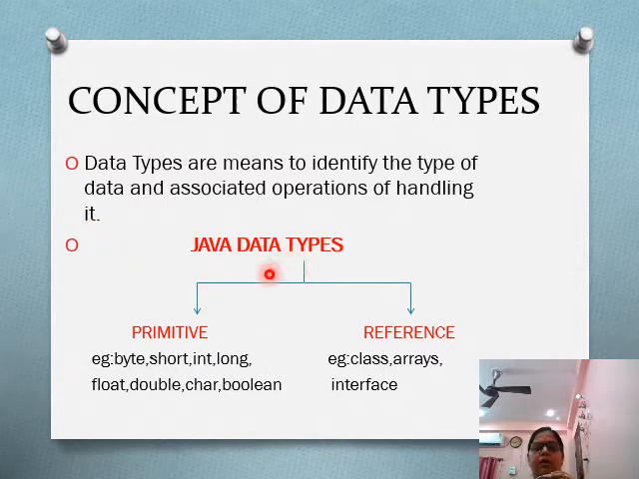We generally see there are two types of data type. The first is primitive data type, the second is reference data type. Primitive data type is also known as fundamental data types. It has byte, short, int, long, float, double, char, boolean. And the reference data types are class, arrays, and interface.